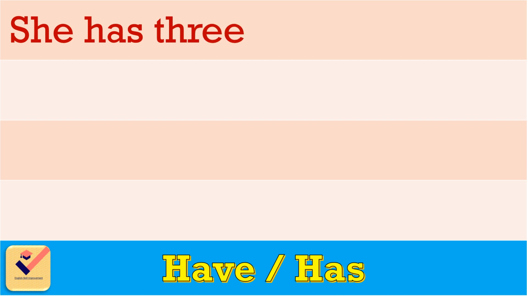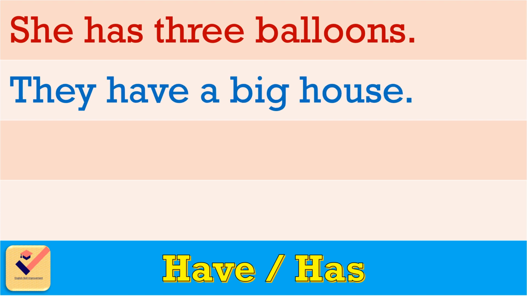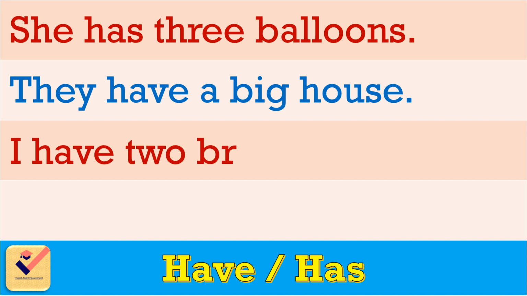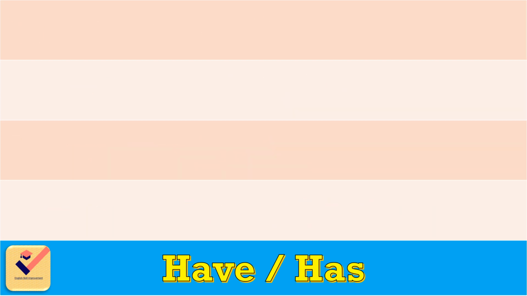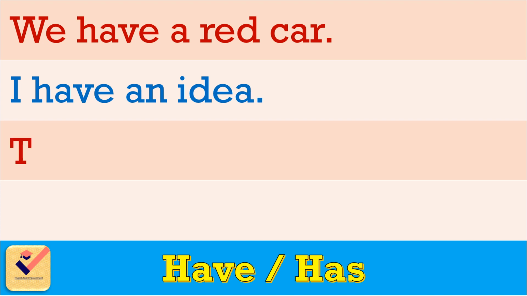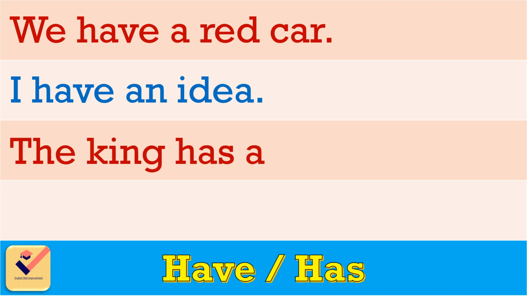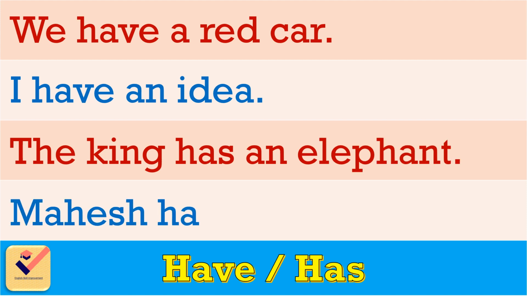She has 3 balloons. They have a big house. I have 2 brothers. She has a beautiful dress. We have a red car. I have an idea. The king has an elephant. Mahesh has an umbrella.